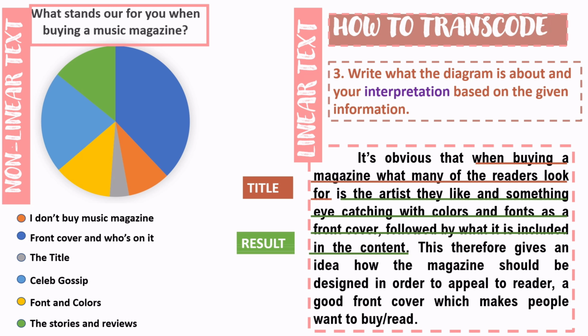We also need to include the result of the non-linear text. How does the writer know what many of the readers look for is the artist they like and something eye-catching with colors and fonts as a front cover, followed by what is included in the content? It is because the results are shown in the pie chart. And we should never forget the conclusion in our interpretation because it will reveal how we understood the non-linear text.